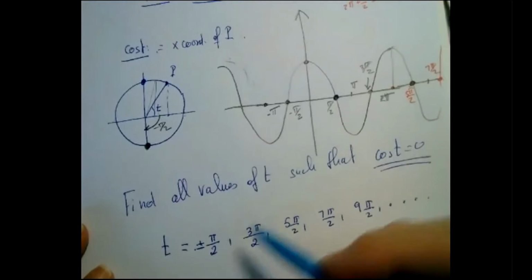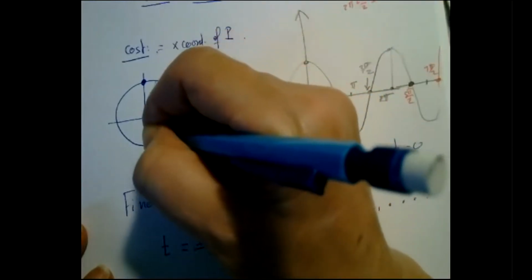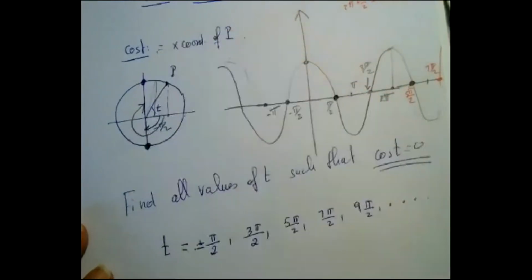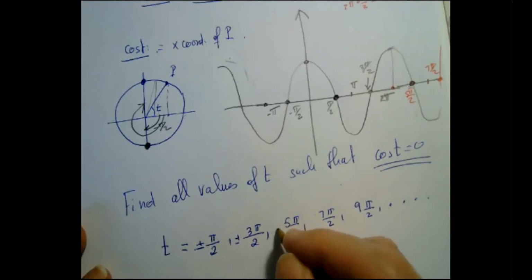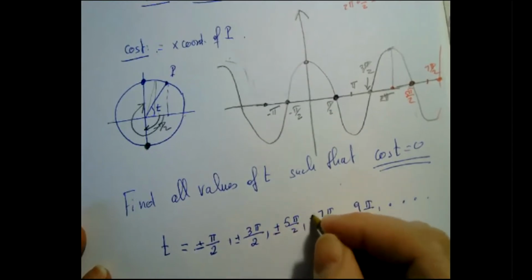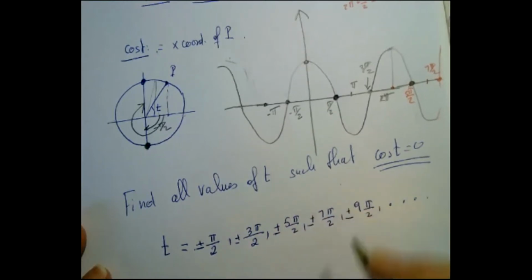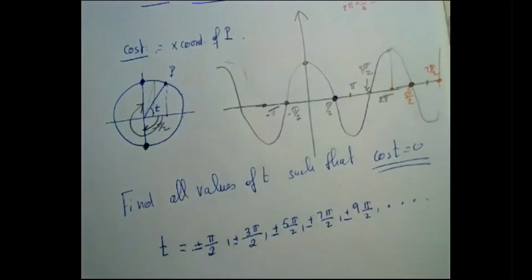So when I'm thinking minus 3 pi over 2, it means right there. Also, the x-coordinate is 0. So here I can put plus or minus. So the cosine is 0 for infinitely many values.